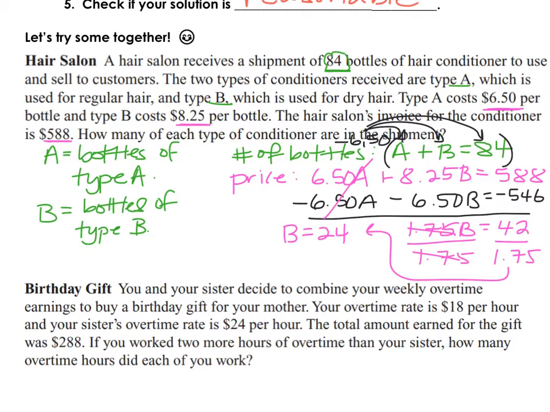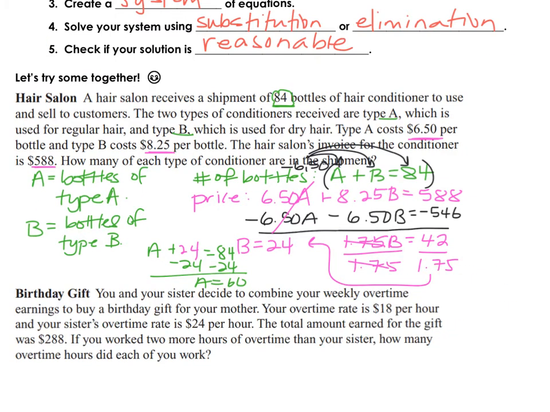To figure out A, I'm going to take that information and plug it back into the green equation. A plus 24 equals 84. Pretty straightforward to get A by itself. We'll move 24 over, and we get A equals 60.